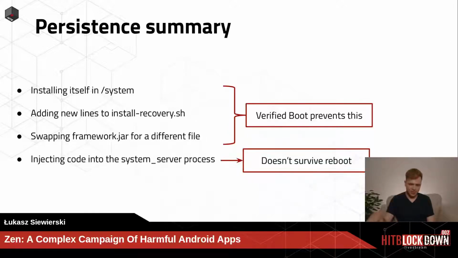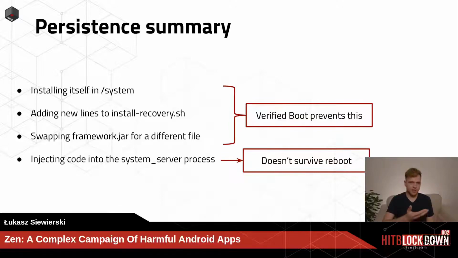So I mentioned 4 methods. This is a small summary. 3 of them are protected by verified boot. So I said about installing the app in the /system directory. The same applies to install-recovery. Install-recovery is also part of the system image. So if it's altered by adding an additional line of shell script, it will be detected by verified boot, and the boot process will be stopped because the system partition is different.